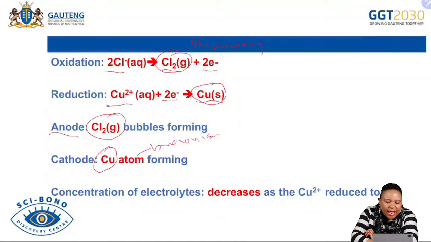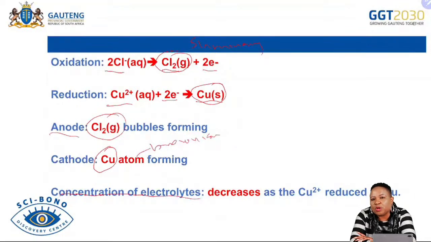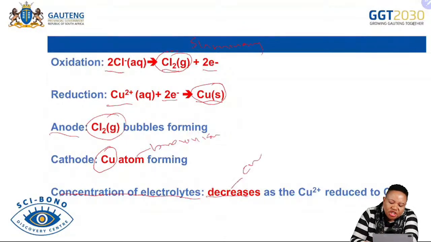And also we expect the concentration of the electrolyte, which is the concentration of copper 2 plus from copper 2 chloride, to decrease. What makes the concentration decrease? And how are you going to observe that the concentration has decreased? You are going to observe it by the change in color. The color will change from blue to colorless.